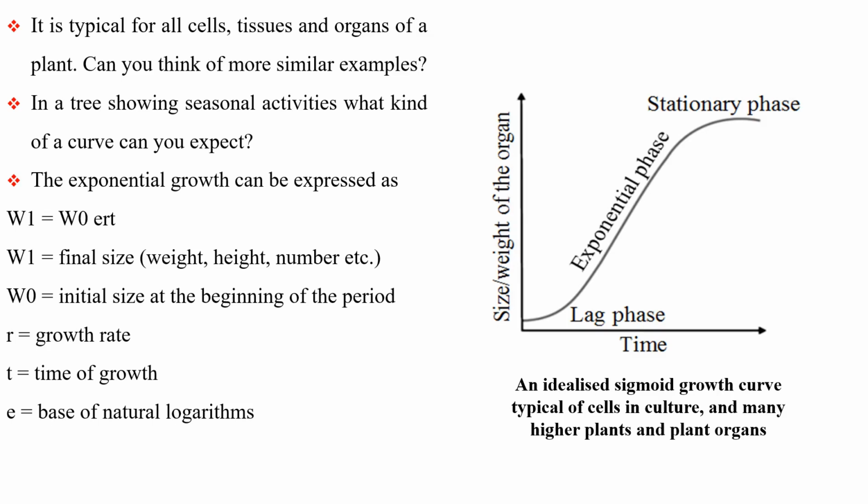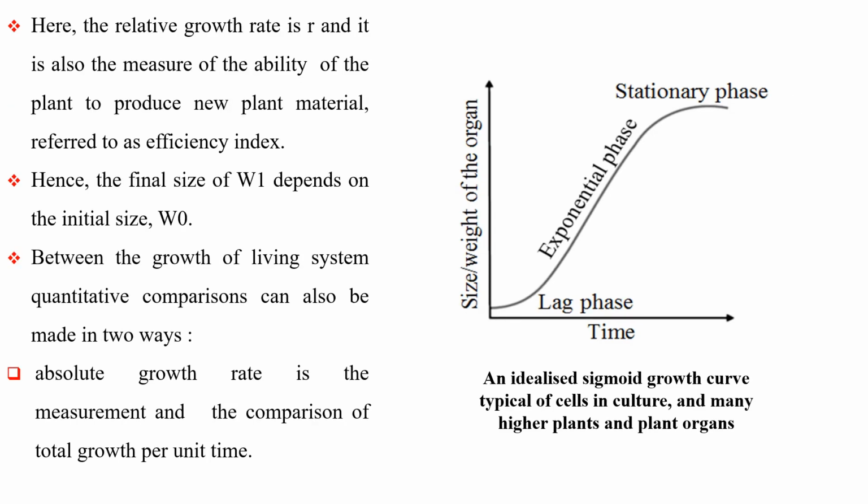The exponential growth can be expressed as follows. Here, the relative growth rate is R, and it is also the measure of the ability of the plant to produce new plant material, referred to as the efficiency index. Hence, the final size W1 depends on the initial size W0.